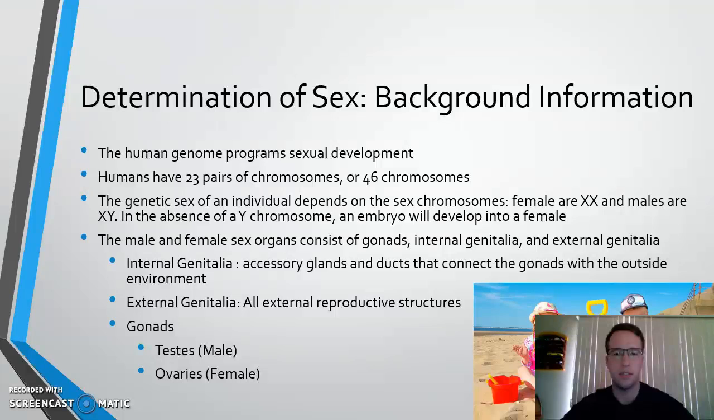Now the male and female sex organs both consist of gonads, internal genitalia, and external genitalia, and these will differ once their development occurs. So in a broad sense, internal genitalia includes all of the accessory glands and ducts that connect the gonads with the outside environment. External genitalia would include all of the external reproductive structures that are visible externally. And males and females both do have gonads. So males have testes and females have ovaries.